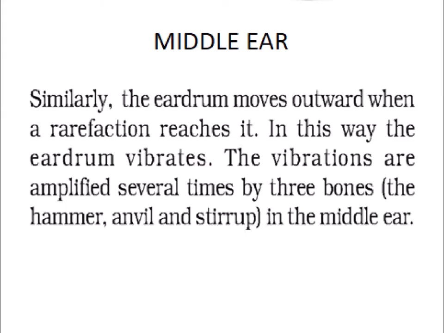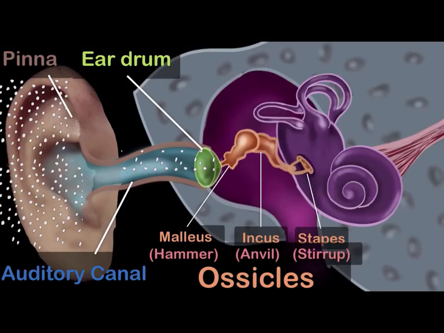The middle ear. Similarly, the eardrum moves outward when a rarefaction reaches it. In this way, the eardrum vibrates. The vibrations are amplified several times by the three bones, the hammer, the anvil, and the stirrup in the middle ear. To the inner ear.